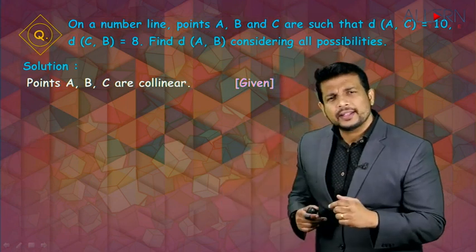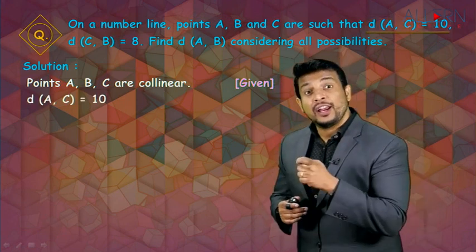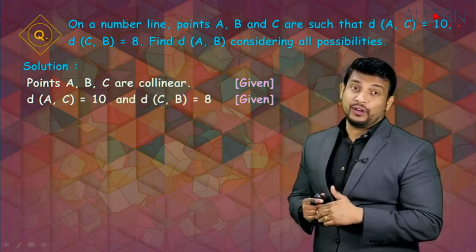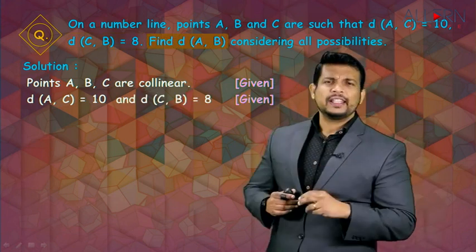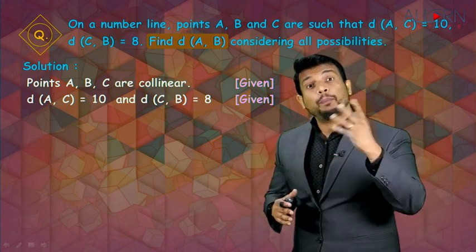Okay. What else? It says that such that distance between A and C is given as 10 units. Okay. Distance between C and B is given as 8 units. Beautiful. That's given to us. What do they say? They say find distance between A and B, considering all possibilities.